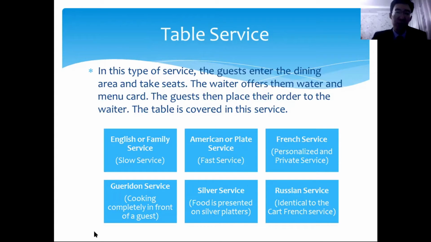So we have English or family service, which is a type of slow service. Then we have American or plate service, which is a faster table service. Then we have French service, which is personalized and private. Then we have Gueridon service, which is preparing food, bringing it to you and cooking it completely in front of guests. So you're going to be able to smell and feel all the aromas.